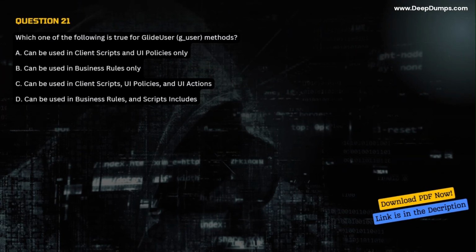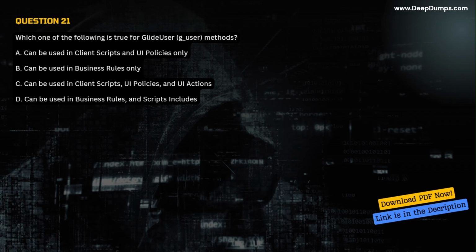Question 21. Which one of the following is true for GlideUser, g_user methods? A. Can be used in client scripts and UI policies only. B. Can be used in business rules only. C. Can be used in client scripts, UI policies, and UI actions.